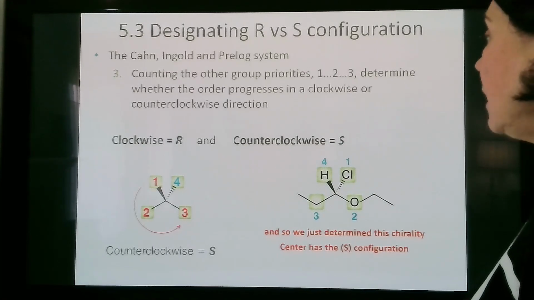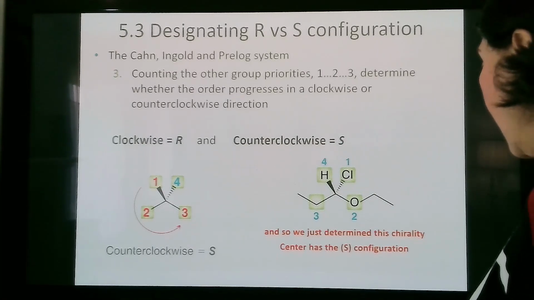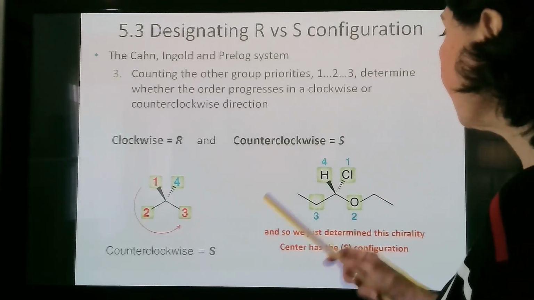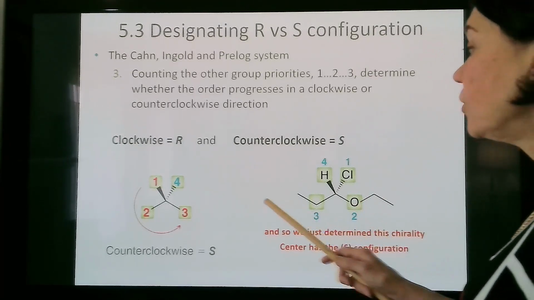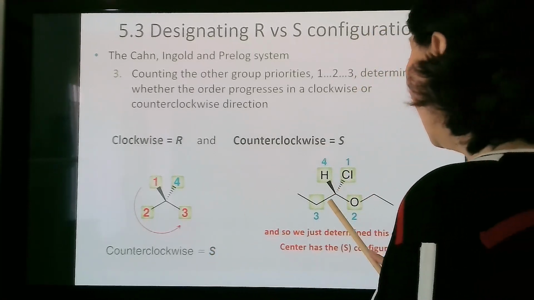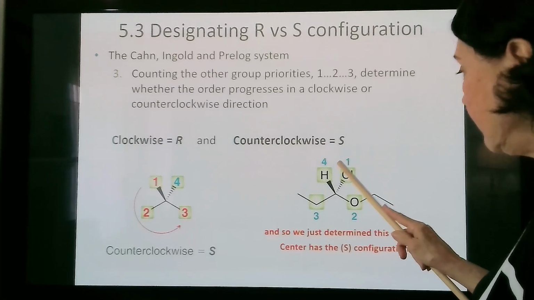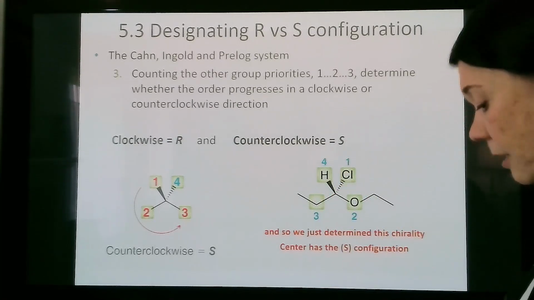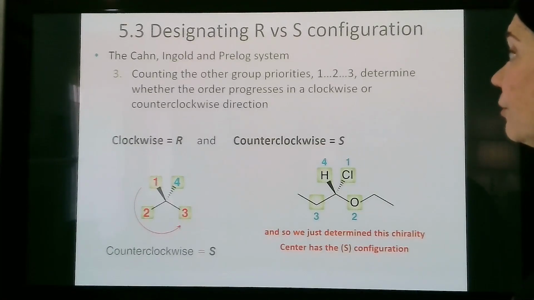Okay, so this is a repeat of what I just said. So this is counterclockwise, this is S, this is what we started out with before it was rotated. I just worked through that. I don't need to work through it again.